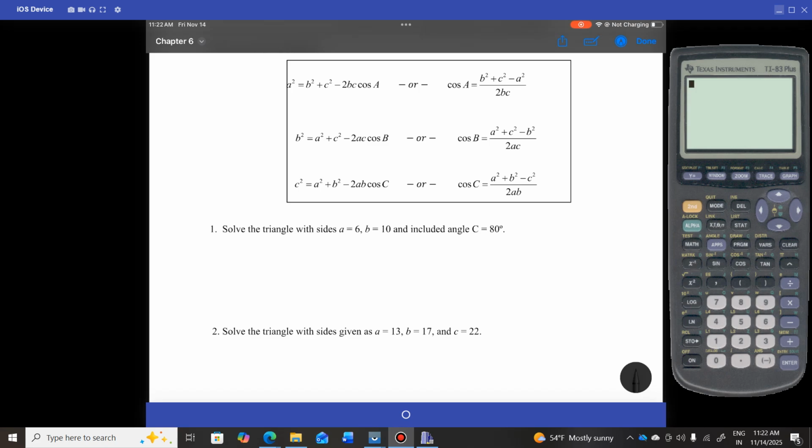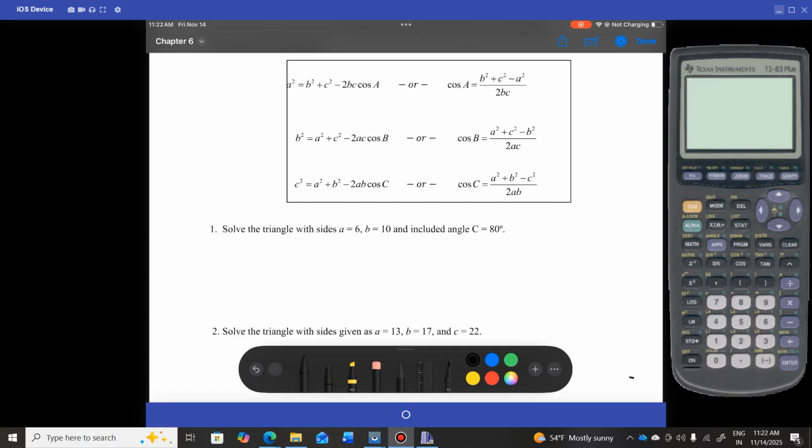So solve the triangle with side A being 6, side B being 10, and angle C is 80. Alright, so we have angle C, but we don't have side C, so we'll do c squared. Okay, c squared equals 6 squared plus 10 squared minus 2 times 6 times 10 times cosine of 80.